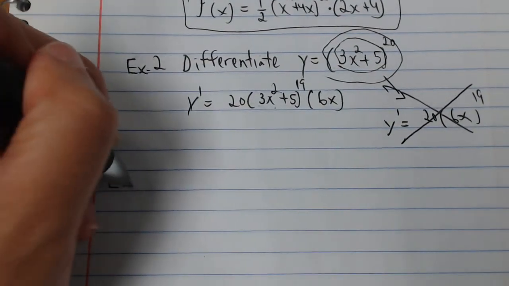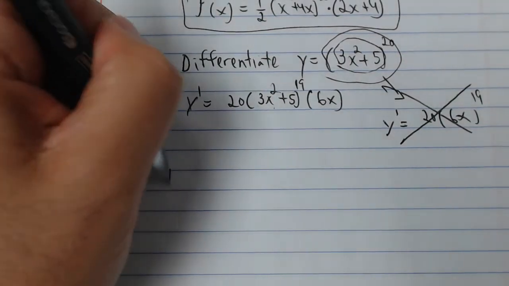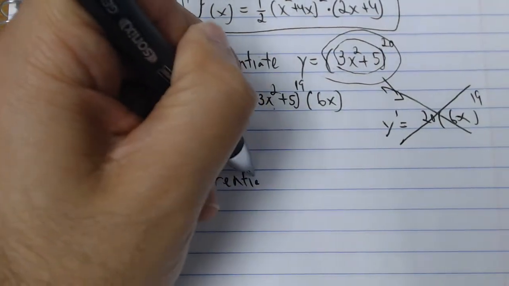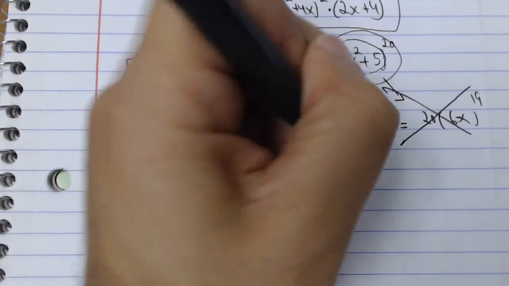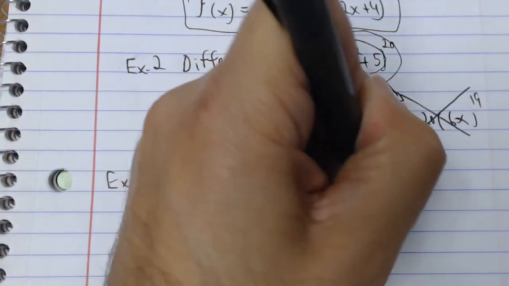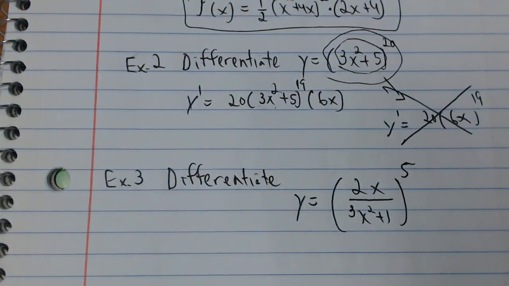Moving on. Example 3. Let's have you try this out. Differentiate y equals (2x divided by 3x squared plus 1) all to the power of 5. Once again, pause the video, try to do this on your own, and then once you're done, press play again.